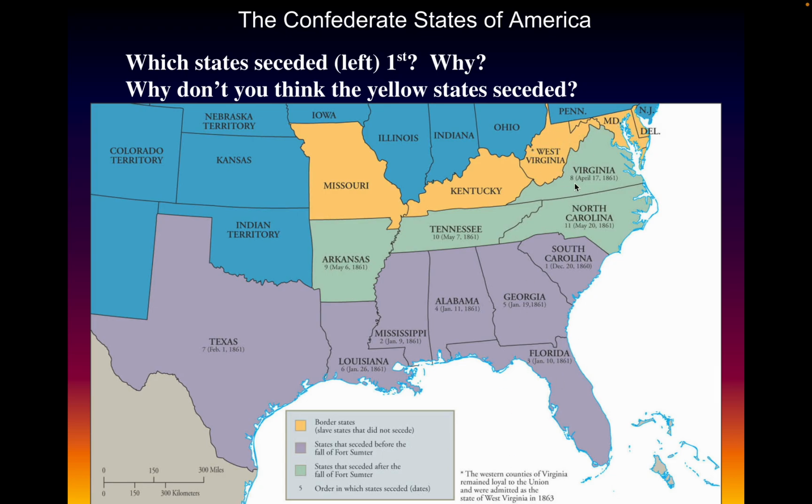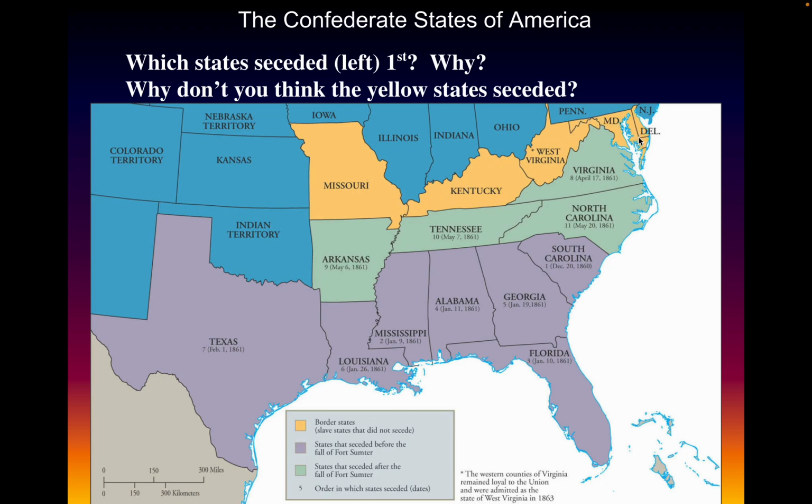Virginia used to be this entire state right here, which is now Virginia and West Virginia, but the people in the western part of Virginia eventually said, we still want to be part of the United States. And so they broke away from Virginia during the actual war and became the state of West Virginia. Something to keep in mind, all these yellow states still had slaves throughout the Civil War.